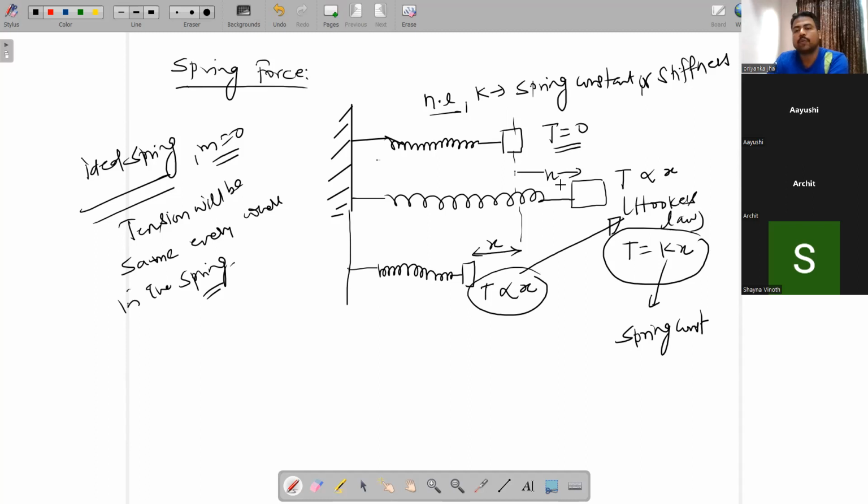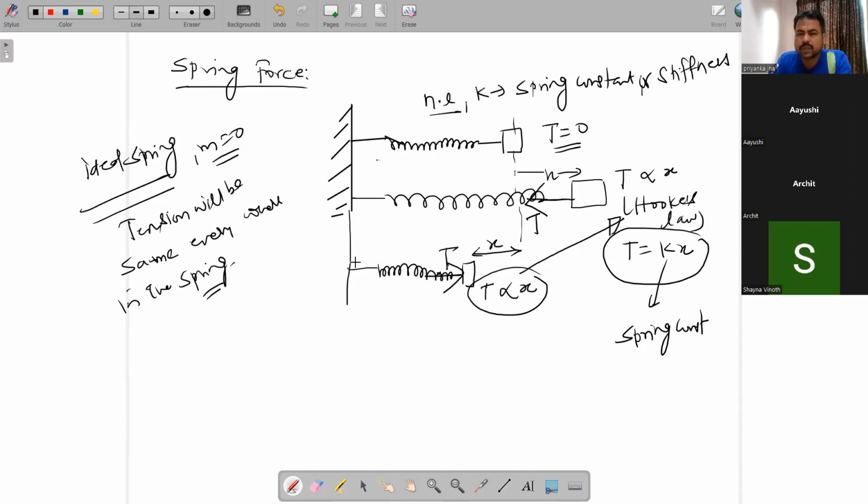Right. See, when you pull this block, this spring will extend, and we know that it will have some tension, and we know that tension is always of attractive pulling nature. So it will apply some force T on this block opposite to the force that you applied, means extension. Now when you compress this, this spring will push you like this. So in this case, this will apply force in this direction.